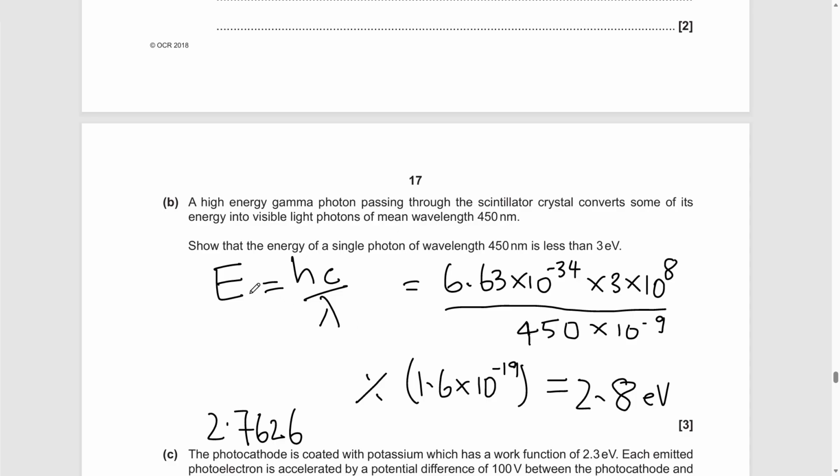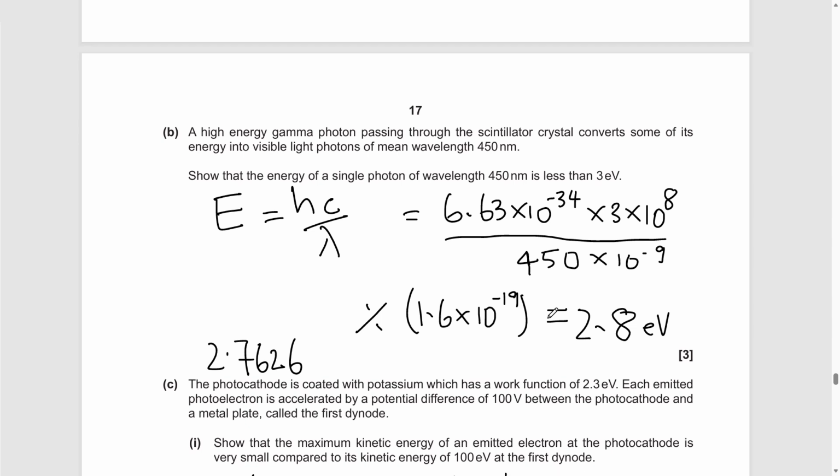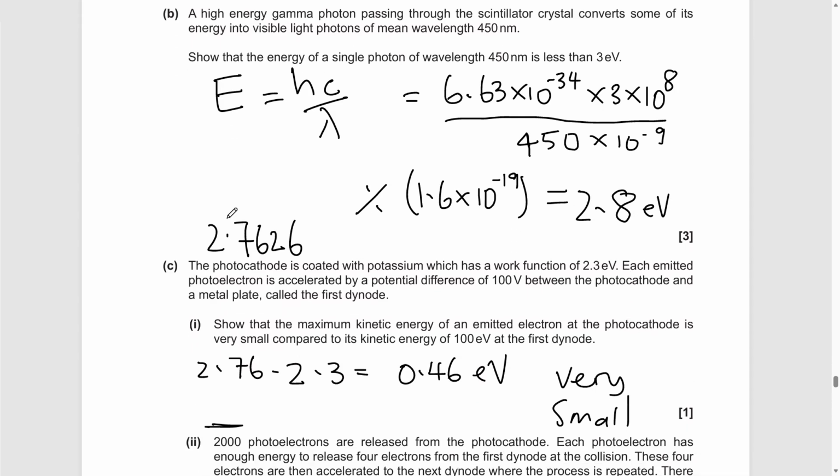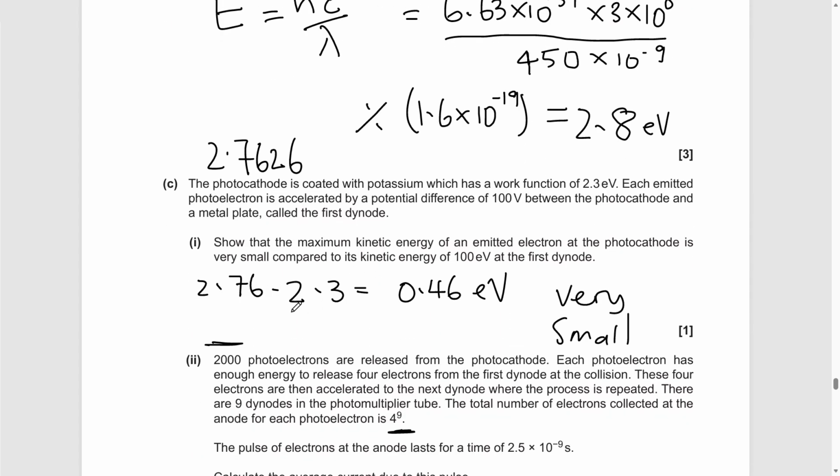For this question, E equals hf or hc over lambda. You need to convert the joules into electron volts. So to convert from joules to electron volts, you need to divide by 1.6 times 10 to the minus 19. This gives you 2.8 electron volts. My actual answer was 2.7626. And then here you just take away from 2.3. This gives you 0.46 electron volts.